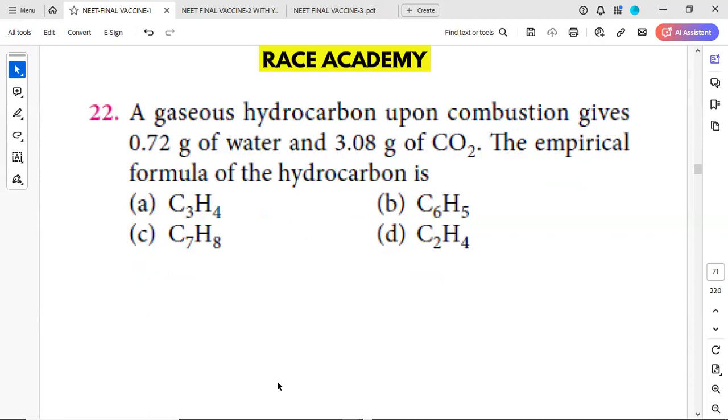Combustion equation. What is the combustion equation? The general formula is CxHy plus (x plus y by 4) O2 gives rise to xCO2 plus y by 2 H2O. In the question, CO2 is given as 3.08 grams, whereas water is 0.72 grams. If you find the number of moles of CO2, that will be the carbon number in the formula. Whereas if you find the number of moles of water, from that you can calculate the hydrogen number.